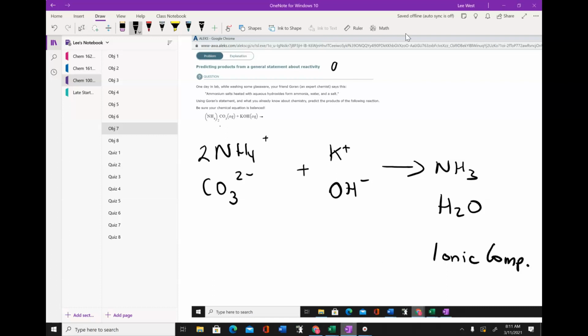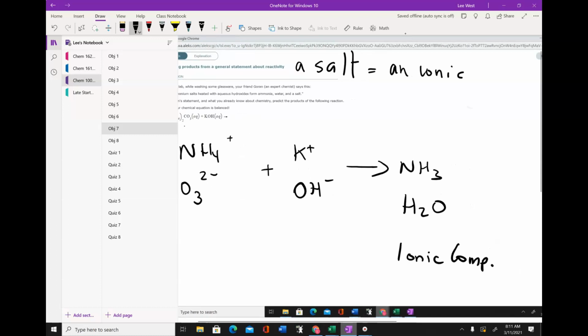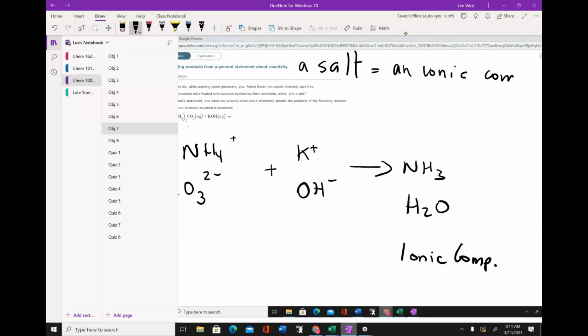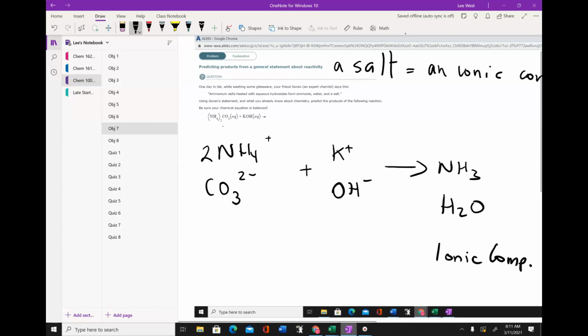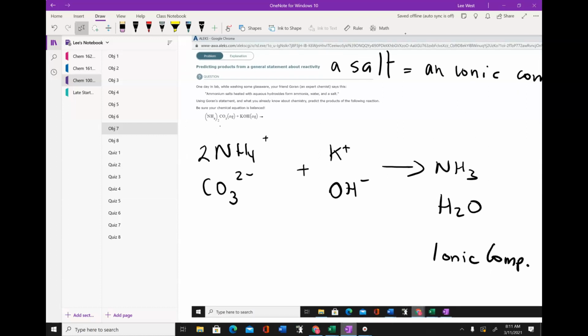So when we say a salt, that just means the same thing as an ionic compound. So that's important to keep in mind. What this is really saying is that an ionic compound containing the ammonium ion, when heated with a hydroxide, will form ammonia, water, and an ionic compound. So you do have to use what you already know about chemistry to solve these. That can be a little tricky.